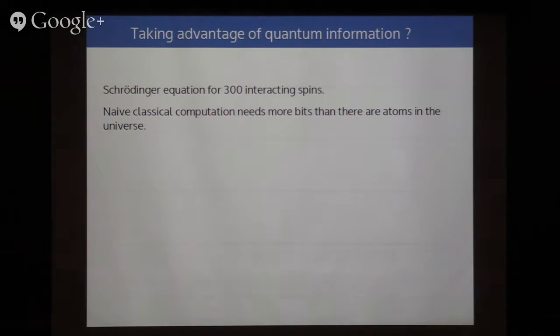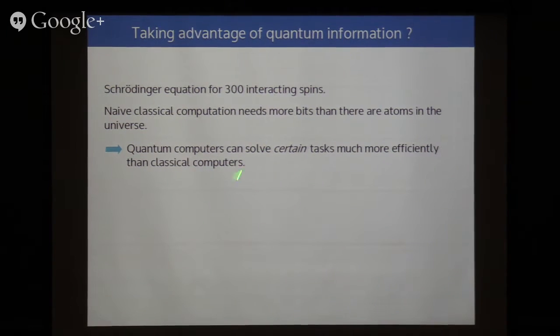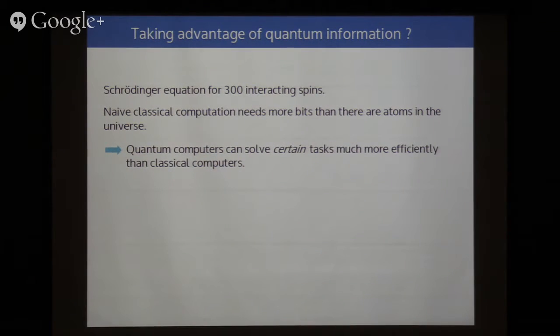It's not very practical. So the idea is instead to take 300 quantum bits and engineer the interaction which is given to you, and then basically read out the result of the system in the end, and that's called quantum simulation. That's one of the big fields in quantum information at the moment, where people hope to actually outperform classical computers in some cases. So quantum computers can solve, and I emphasize certain tasks because, to be honest, there are not too many, but they can do them much more efficiently than classical computers.